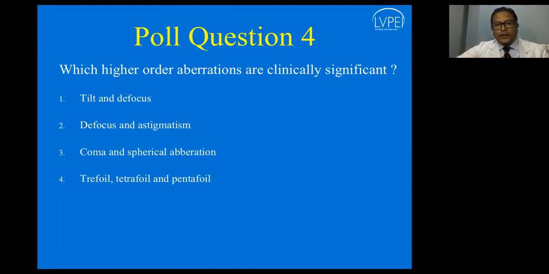Yeah, so the majority have answered that coma and spherical aberrations are visually significant. Yes, that is correct. Most of the aberrations that are of clinical significance are coma and spherical aberrations, and this will be followed by the other higher order aberrations. But probably in the neural visual processing, these may not play a significant role.